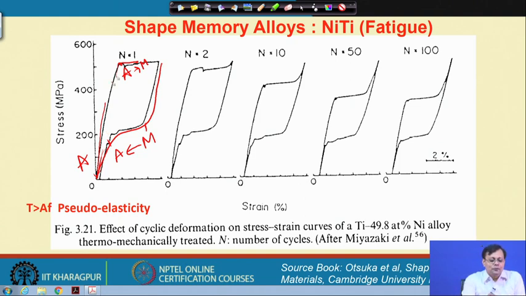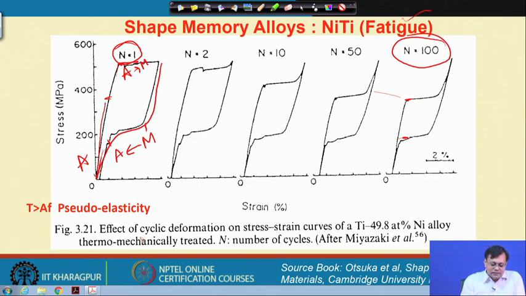However, if I keep on doing the same thing on a particular sample, the material will not show similar behavior. Let us say this is cycle number 1, I keep on increasing the cycle, and let us say this is cycle number 100. In that case, you will see that the transformation stresses will be changed, and this is a stress induced or deformation induced fatigue in the shape memory effect.